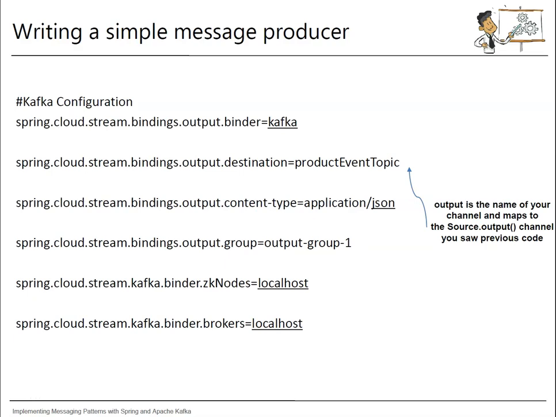Here we have some configurations that we needed to do in order to run our producer with the broker. Notice that some properties are obvious, like the last two. These parameters tell Spring where the broker is located, in this case at localhost. Another important parameter is the destination. In this case we set it to product event topic. This is the name of the topic in Apache Kafka.